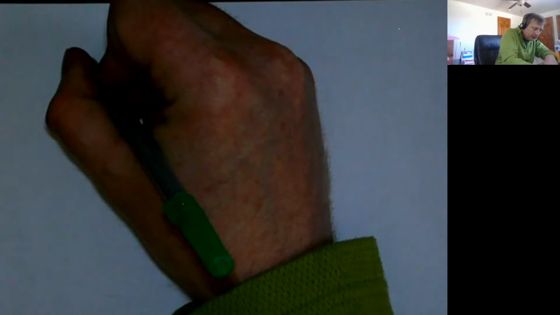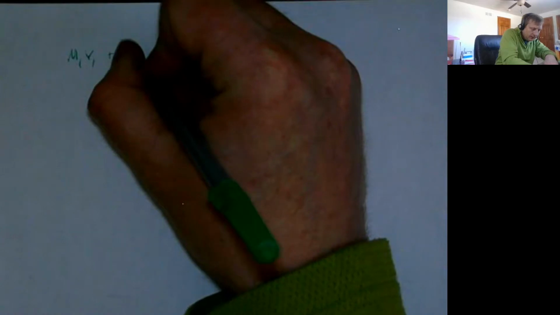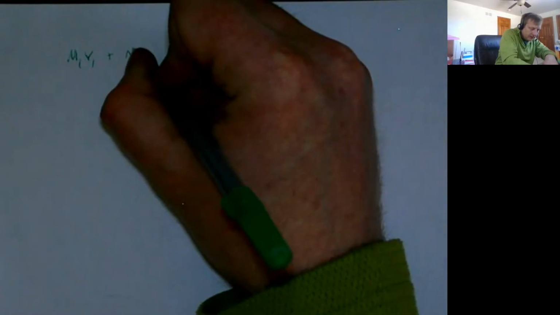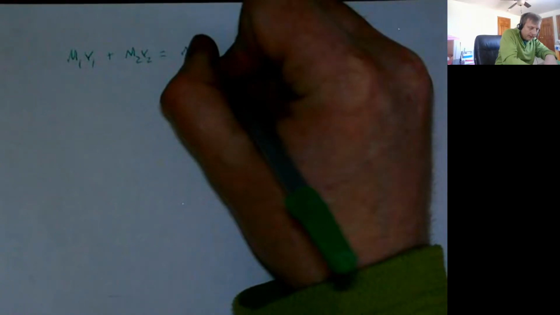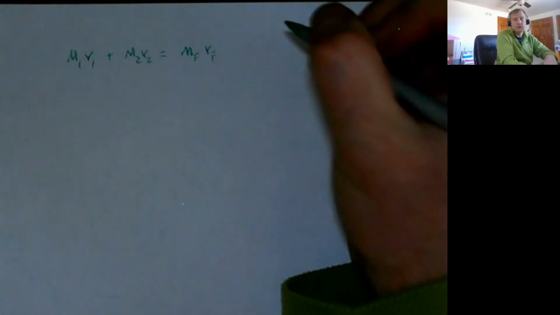Okay, this video is going to be just a couple of quick examples of some dilution problems. So in a dilution problem, we're going to start with our master formula. That's going to say the molarity of the first solution times its volume, plus the molarity of the second solution times its volume is going to equal the final molarity times the final volume.